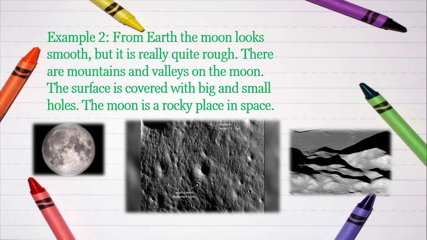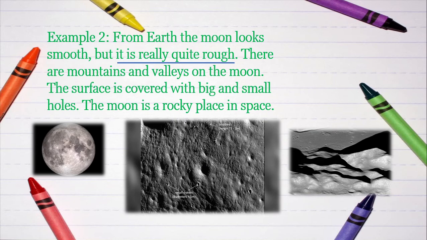So what is my main idea? What does the writer want to tell us in this selection? The main idea is that it is rough. Rough is the opposite of smooth. Does he want to tell us that the moon is smooth? No, he tells you that it is really quite rough. And he gave you details: there are mountains, valleys, and holes. All these things tell us that the moon is rough.